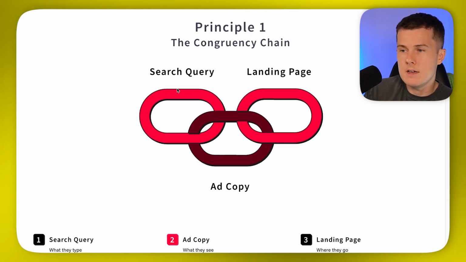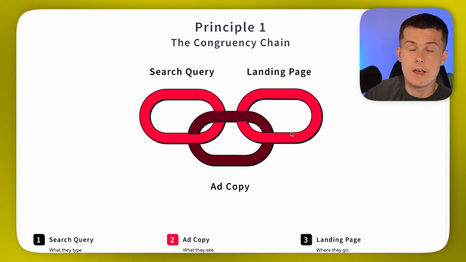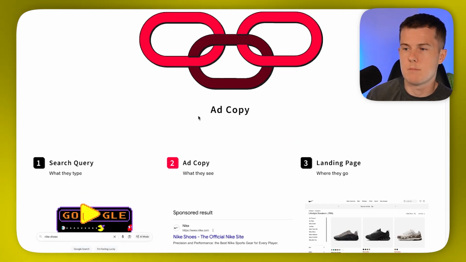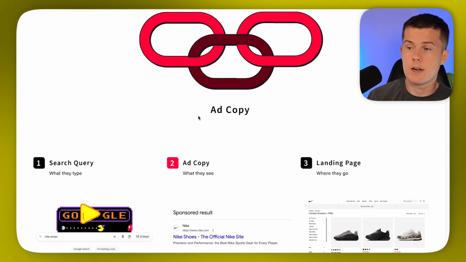You have 3 connected elements that must be perfectly aligned. So you have the search query, which is what they type, your ad copy, what they see, and your landing page, where they go. So let me give you a real example. When someone searches for running shoes for knee pain, your ad headline better mention knee pain relief. Your ad description should talk about joint support, and when they click through, your landing page should focus on their exact problem, not just general running shoes.